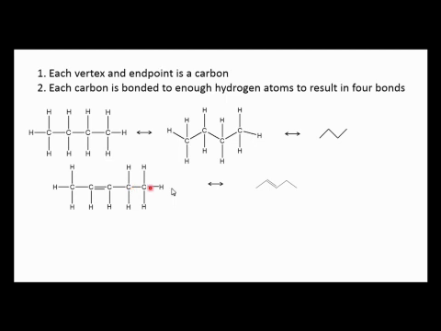The next carbon has only 2 bonds showing in the structure, so it must have 2 hydrogen atoms, as you can see here in the Lewis structure. And finally, the last one looks just like the first one. Here's one more structure.